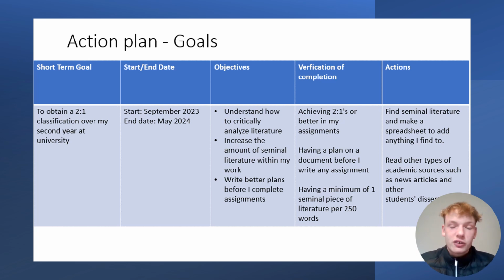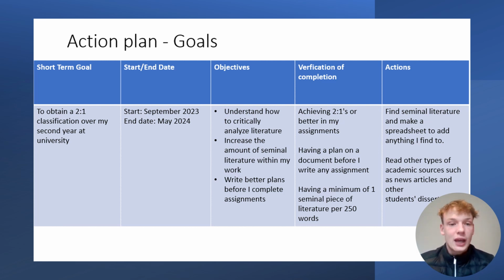This is the first of my action plans, and the short-term goal I have set for myself is a very simple goal, which is to obtain a 2:1 grade for my second year of studies at Leeds Beckett University, which means my start date for this was September 2023, running through until May 2024. The main objectives to achieve this goal are to understand how to critically analyse literature, increase the amount of seminal literature within my work, and to write better plans before I complete assignments.